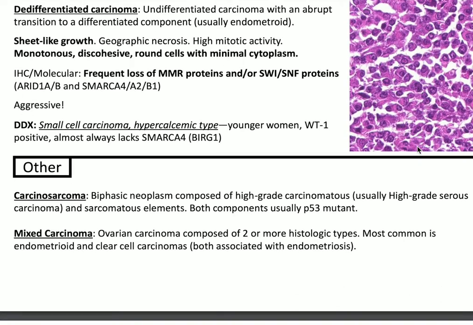Other entities are your carcinosarcoma, which is a biphasic neoplasm composed of a high-grade carcinomatous, usually high-grade serous carcinoma, and sarcomatous elements. Both components are usually P53 mutant. And mixed carcinoma, where you have ovarian carcinoma composed of 2 or more histologic types.